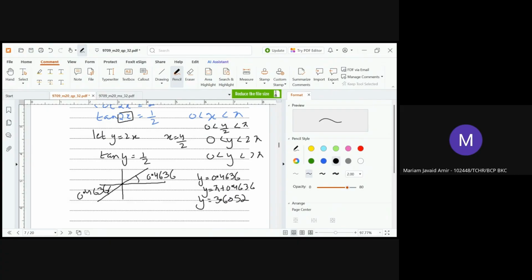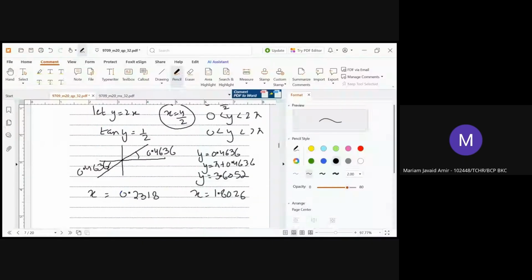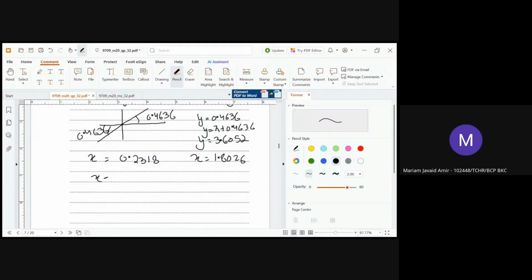But we need the values of x and we know x is y upon 2. So divide both these answers by 2 and we get 0.2318 and we get 1.8026, and we need to give our answer in 3 significant figures. So x equals 0.232 and x equals 1.80.